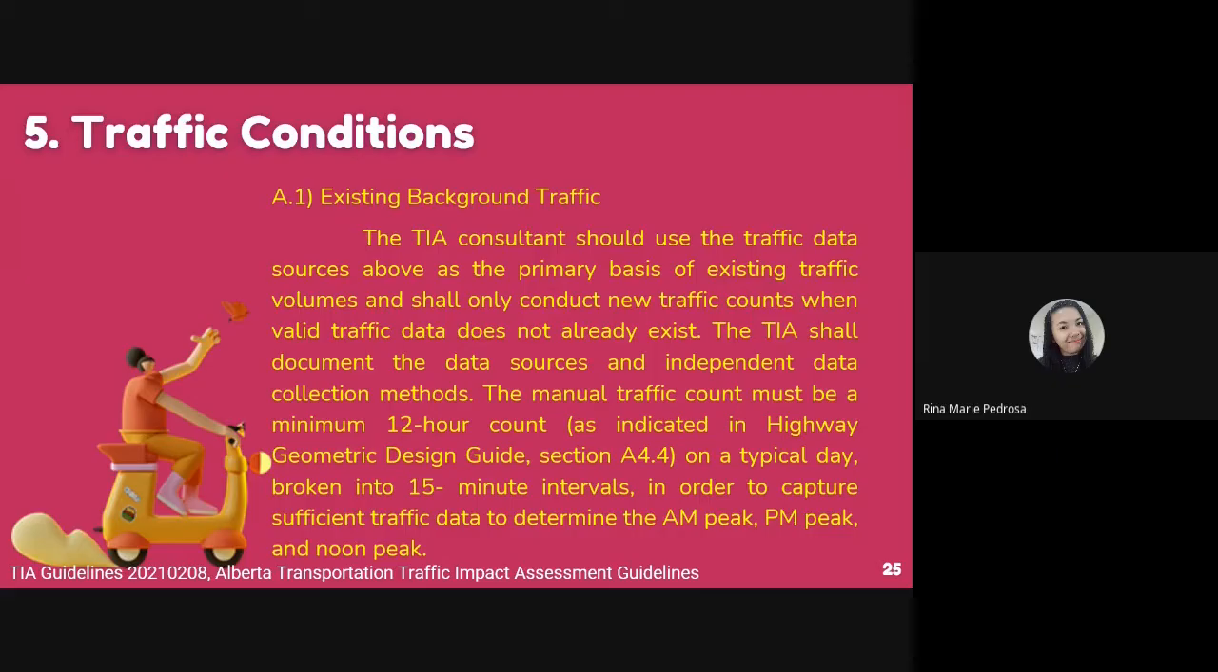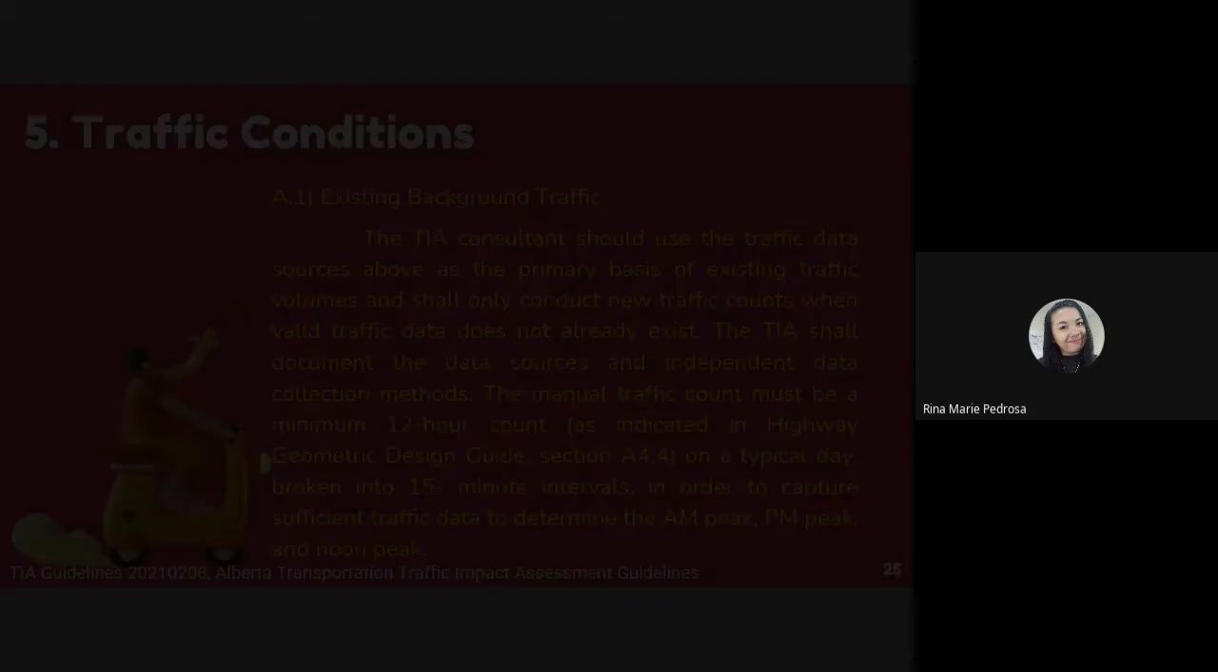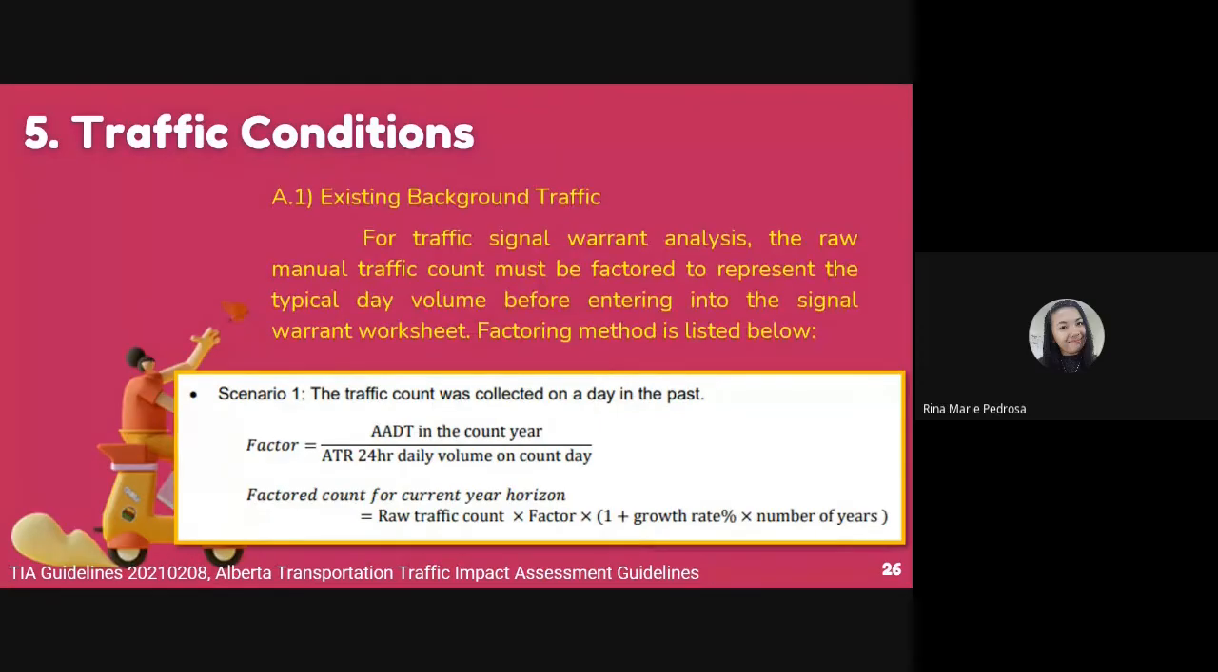So the counts include the AADT at points on the highway and on highway links, raw turning movement count data, and hourly volumes on highway points. The TIA consultant should use the traffic data sources above as the primary basis of existing traffic volumes and shall only conduct new traffic counts when valid traffic data does not already exist, as what I have said a while ago. So the AADT, or your annual average daily traffic, that's your AADT, while your ATR is your automated traffic recorders.